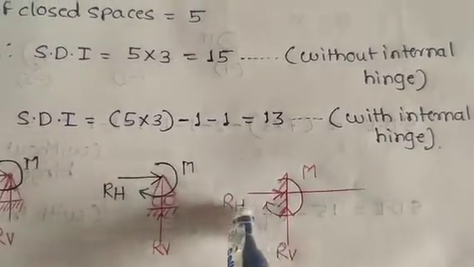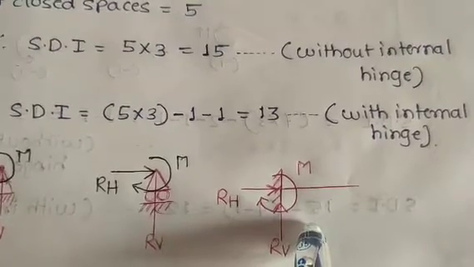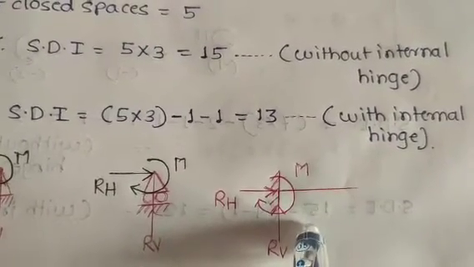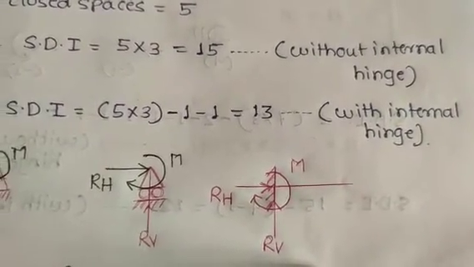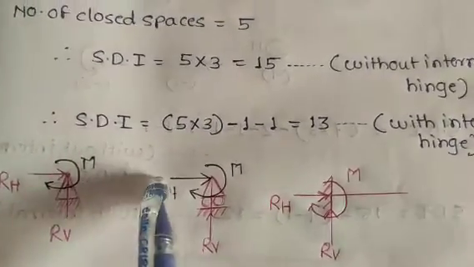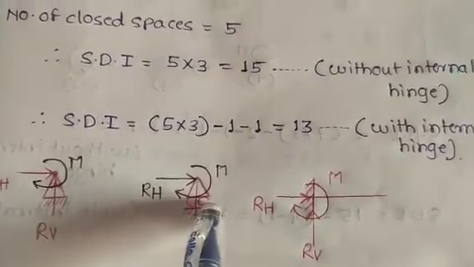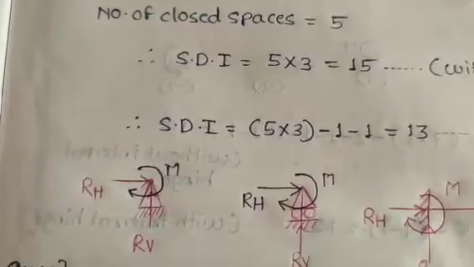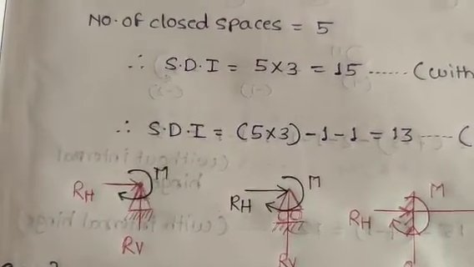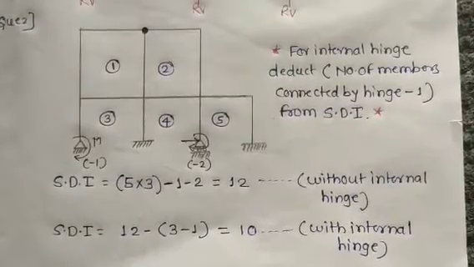Hence for calculating the static degree of indeterminacy, when there is a fixed support, the static degree of indeterminacy is equal to closed spaces into 3, there is no deduction. For roller support, the number of releases is equal to 2, hence you have to deduct 2 from the static degree of indeterminacy. And for hinge support, the number of releases is equal to 1, hence we have to deduct 1. This is our first problem. Then we will discuss our second problem.